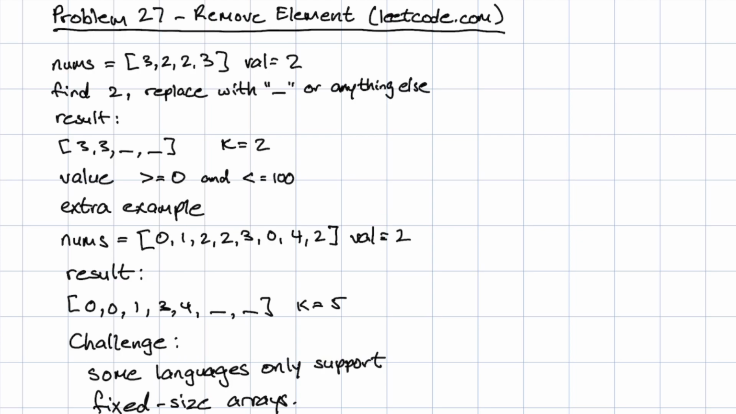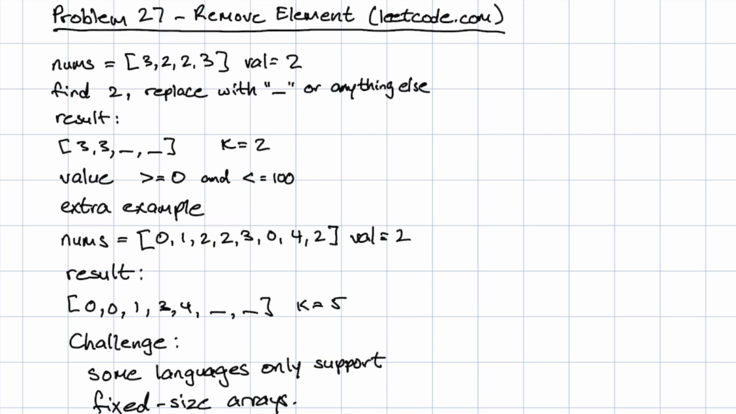After we find 2 and replace it with an underscore, or any character for that matter, we see that the result is 3, 3, and 2 blank spaces. Now k in this situation represents the number of elements in the array that do not match our value that we've removed. So the number of elements in our array that we've modified after removing 2, we see 3 and 3 twice, k is now equal to 2. And this somewhat represents the actual size of the array.